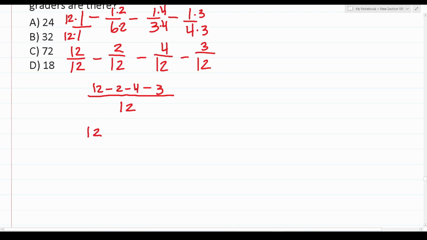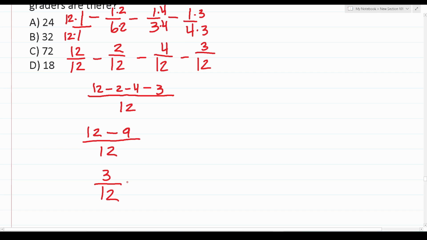2 and 4 is 6. 6 and 3 is 9. So this is 12 minus 9 over 12. Well, what is 12 minus 9? 9, 10, 11, 12. So that's going to be 12 minus 9 are 3 over 12.